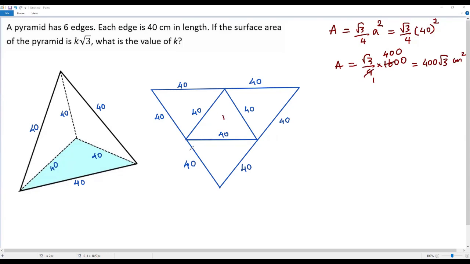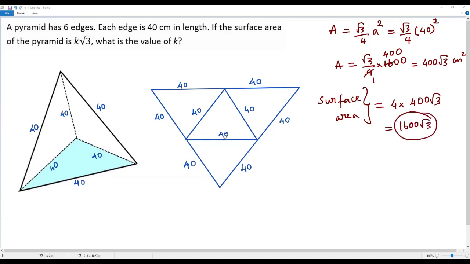But we have 4 equilateral triangles of the same side length, 40 centimeters. So to get the total surface area, let me write it here. The surface area of the pyramid is equal to 4 times the area of one triangle. That is 4 times 400 times square root of 3. When I multiply them, I'm getting 1600 square root of 3 square centimeters. So this is the surface area of the pyramid that we got in our calculation.